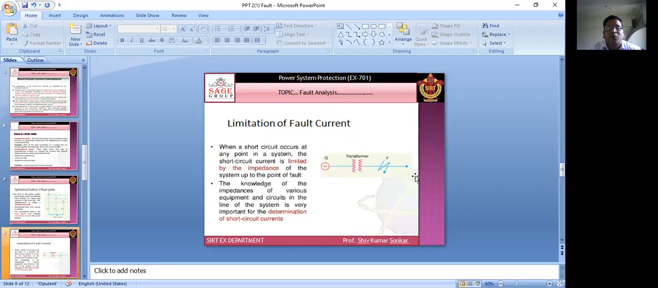Limitation of fault current. When a short circuit occurs at any point in a system, the short circuit current is limited by the impedance of the system up to the point of fault. The knowledge of the impedance of various equipment and circuits in the lines of the system is very important for the determination of the short circuit current, as shown in the figure. This is the generator, this is the transformer, and the fault on the transmission line carrying system. So impedance is very important to limit the fault current.